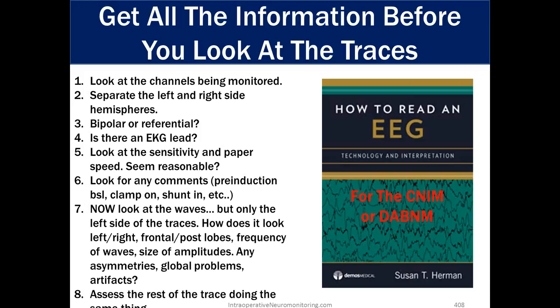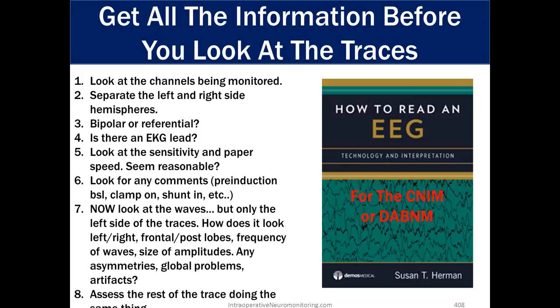And then finally, that's when you look at the waves, but only the left side of the traces. How does it look, the left versus right, frontal versus parietal? Frequency of waves, size of amplitude, any asymmetries or global patterns. So this way you're making sure you're looking at the left side and working your way through the lobes. And once you're good with the left side, you check the right side and work your way through the lobes. Once you're done with that, then you want to assess all the traces doing that same pattern.